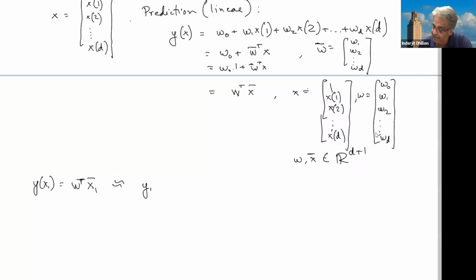Okay, so similarly, I have the prediction for x2, which is W transpose x2 bar. I want it to be y2. And then I have y of x3, W transpose, W bar, well, sorry, too many bars.